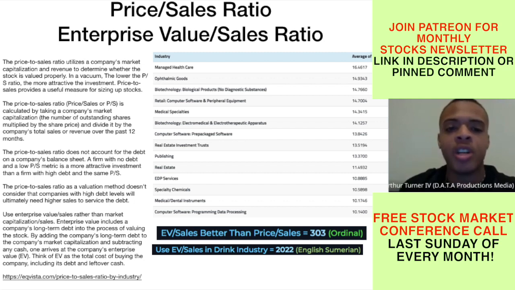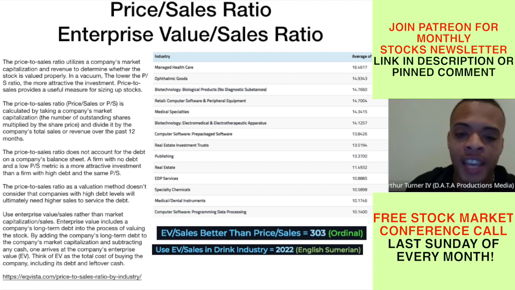The price to sales ratio, or PS, is calculated as market cap divided by sales. We usually use the past 12 months. The price to sales ratio does not account for the debt on a company's balance sheet. A firm with no debt and a low PS metric is a more attractive investment than a firm with high debt and the same PS. The price to sales ratio as a valuation method doesn't consider that companies with high debt levels will ultimately need higher sales to service the debt.